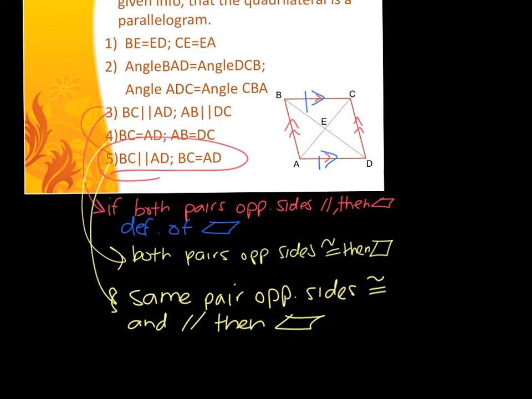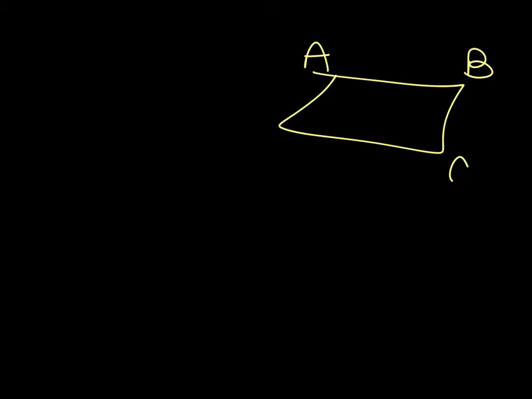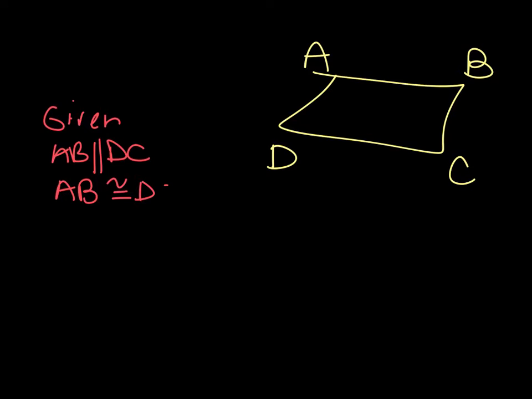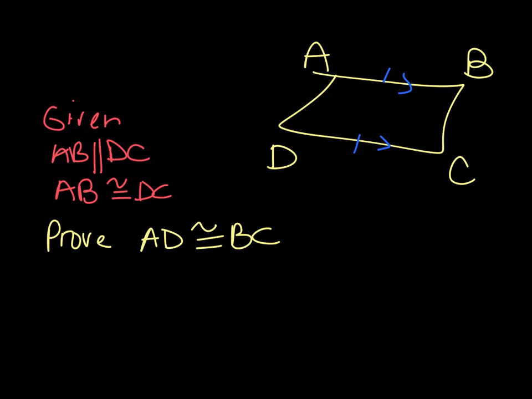And then let's say, I'm going to add one in here. So let's say A, B, C, D. Lovely little quadrilateral. So you're given AB is parallel to DC, and AB is congruent to DC. And you want to prove AD is congruent to BC. So if this is parallel to this and this is congruent to this, then what do I know about this shape?